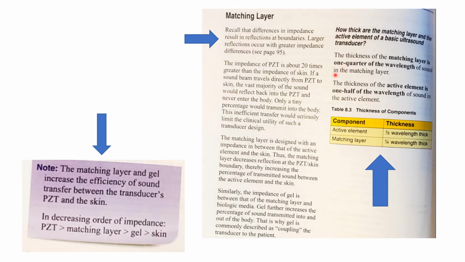The thickness of a matching layer is 1/4 of the wavelength of sound in the matching layer. And the thickness of the active element, the PZT element itself, is 1/2 the wavelength of sound. Those are things that could sometimes be asked on certification exams.